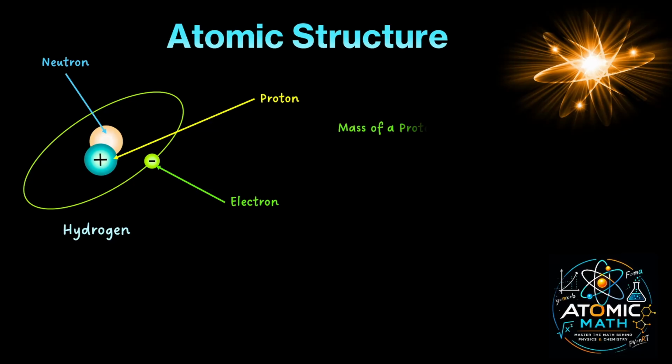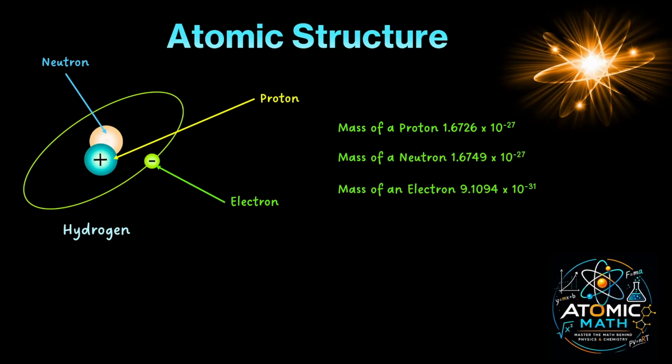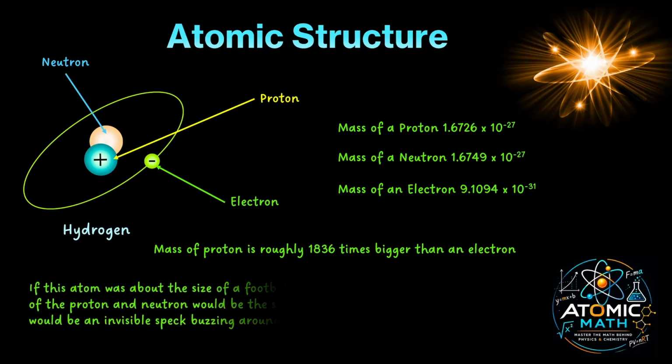In fact, if we look, we can see that the mass of a proton is about 1.67 times 10 to the minus 27. The mass of a neutron is 1.67 times 10 to the minus 27, but the mass of an electron is about 9.10 times 10 to the minus 31. Now, those numbers are super tiny, so you may not have a good understanding of how much smaller that is. So let's imagine it this way. The mass of a proton is roughly 1,836 times bigger than an electron. And even that is still really hard to imagine. So think of it this way.